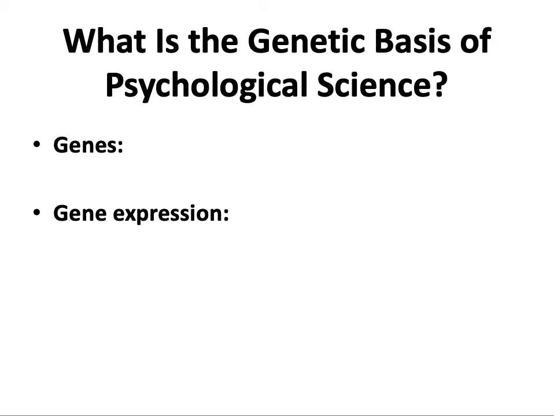All right, what is the genetic basis of psychological science? The term genetics is typically used to describe how characteristics are passed along to offspring and the processes involved in turning genes on and off. Genes are the units of heredity that help determine the characteristics of an organism. And gene expression is whether a particular gene is turned on or off.